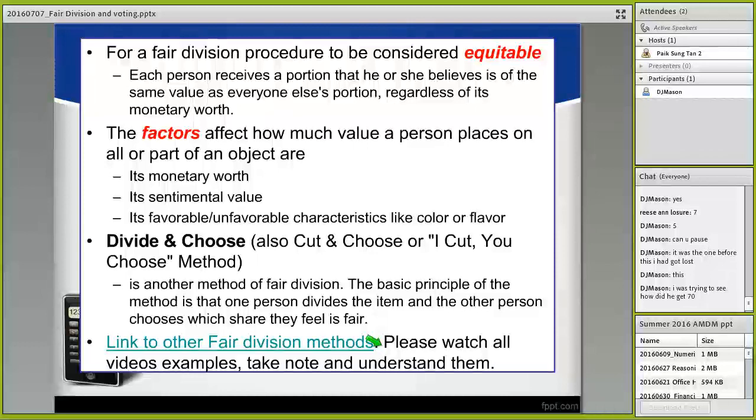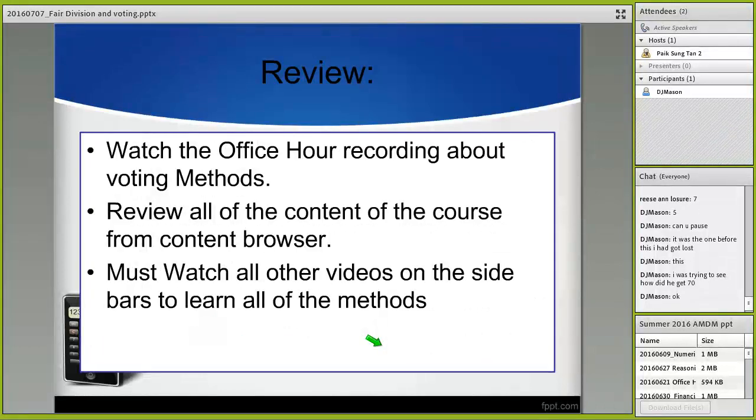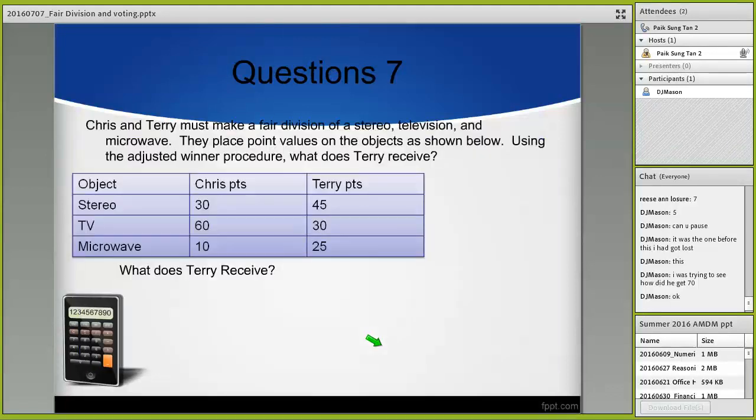Okay, and also, all right, so let's see. Make sure you watch the previous office hour recording about voting methods, because you came in at the end of my session actually, and this is an extension. I am actually about to end this session. But we're gonna work on some example questions about adjusted winner procedures.